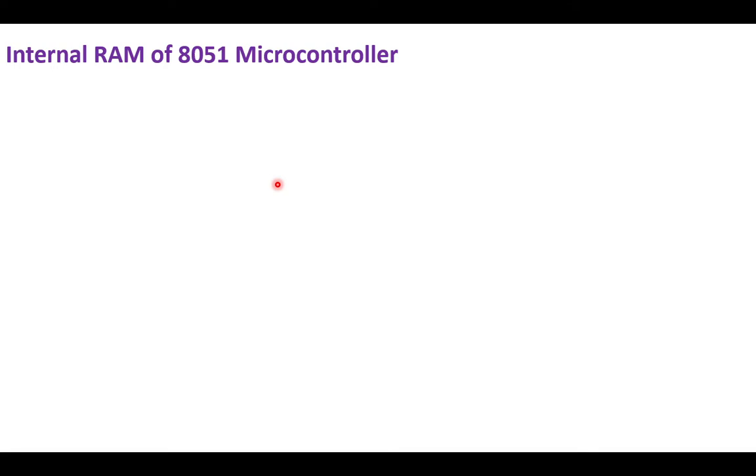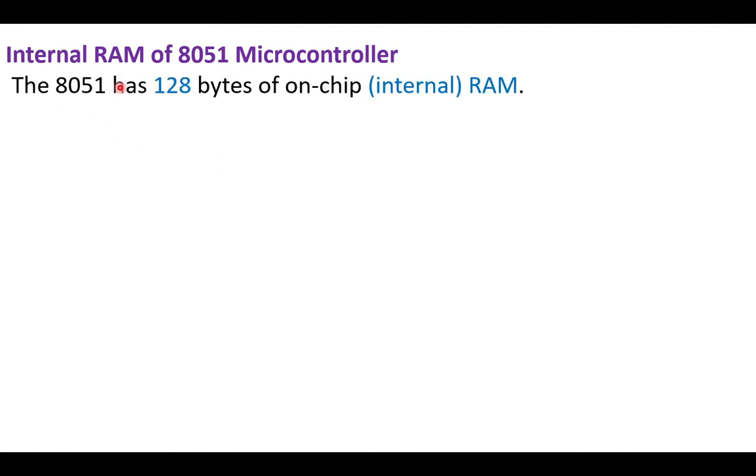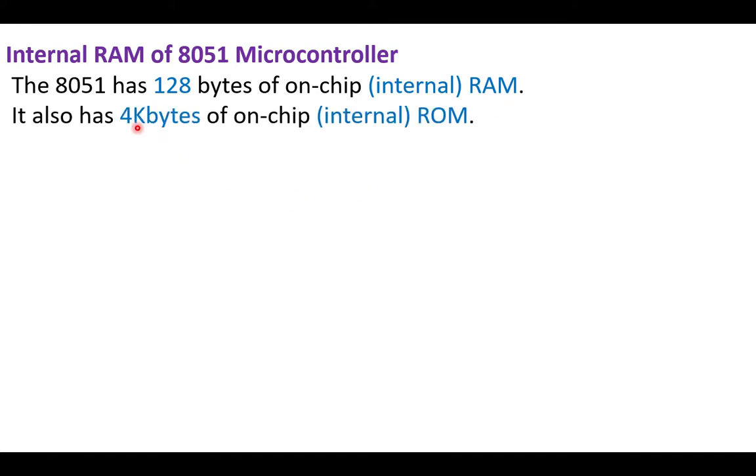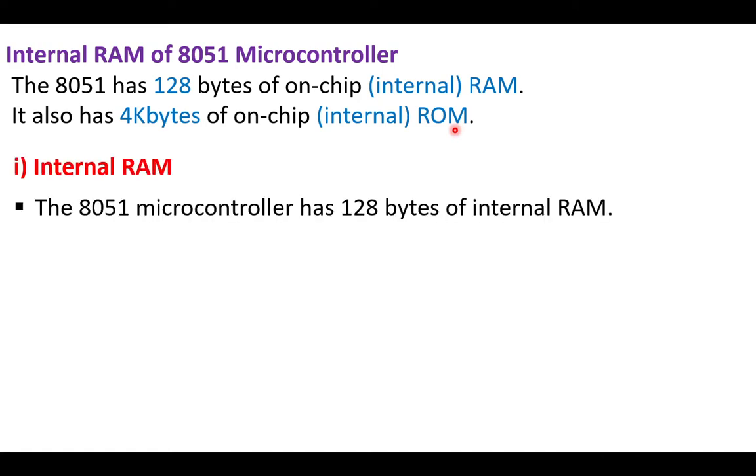Dear learners, in this video, let's learn about the structure of internal RAM of 8051 microcontroller. The 8051 microcontroller has 128 bytes of on-chip, that is internal RAM, and along with internal RAM, it also has 4 kilobytes of on-chip, that is internal ROM. Internal RAM is used to store temporary data, and internal ROM is used to store the programs as well as permanent data. In this video, we will mainly focus on the internal RAM.